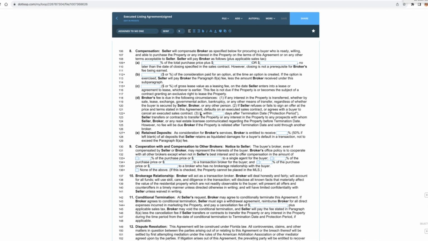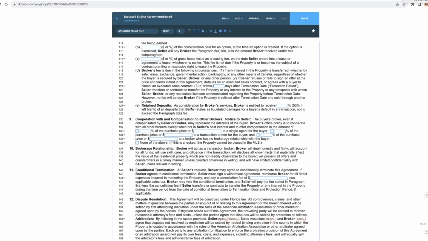If within section 3 right here, if within so many days after termination date, which is considered like the protection period, if you procured any type of transaction and it didn't happen, and then the listing agreement expired, but yet the transaction continued without you, then the brokerage is still due their compensation. Excuse me. So I typically put 120 days or 180 days, so 3 months or 6 months.